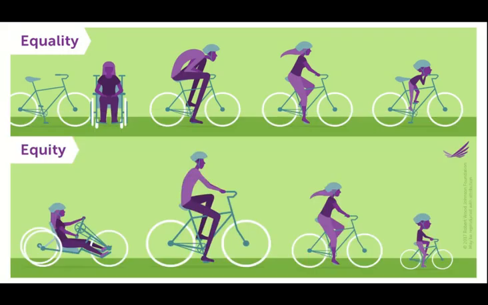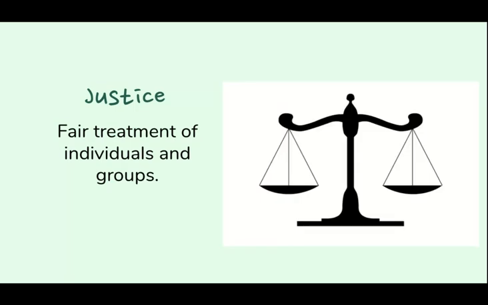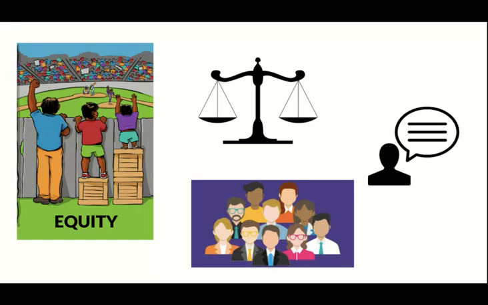Here's another picture that sort of shows that. So in the first picture, one person is not really getting to participate, and in the second picture, they all get to participate equally. So there's things that will help people do that. The 4th pillar is justice, fair treatment of individuals and groups. And this is a symbol that's used for the legal system. It's like a balance of scales, right and wrong, that sort of thing.